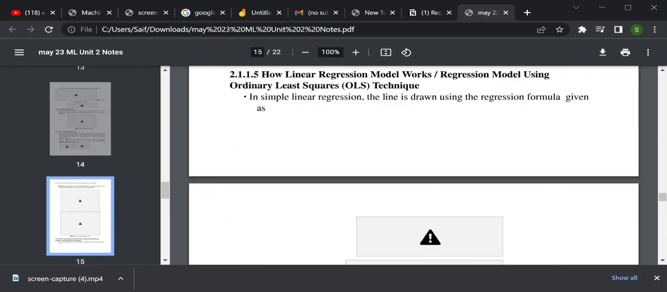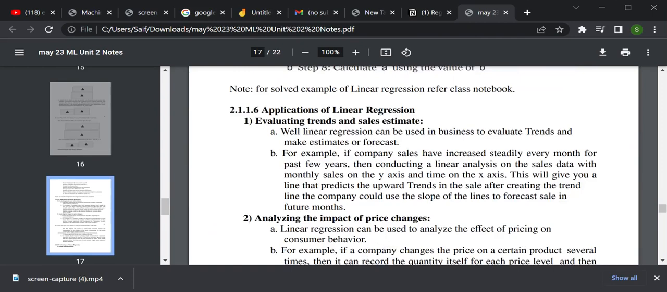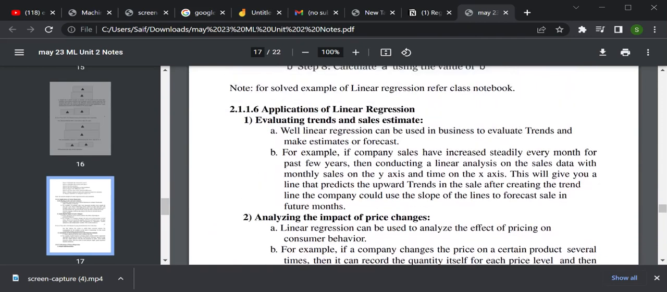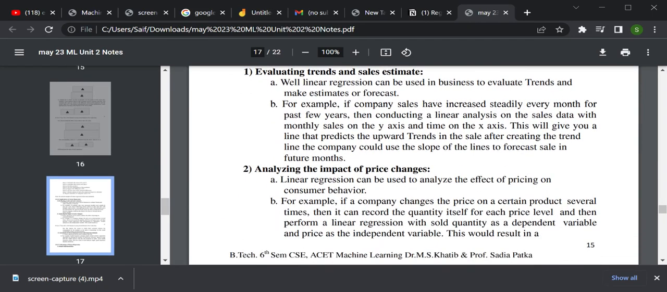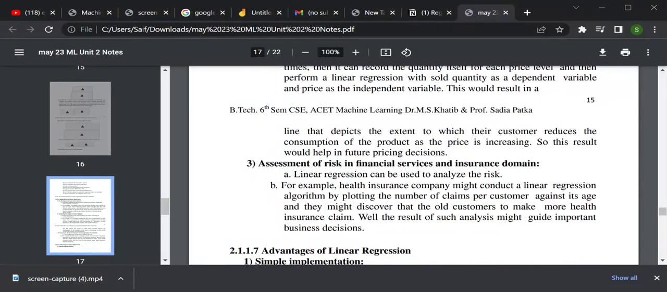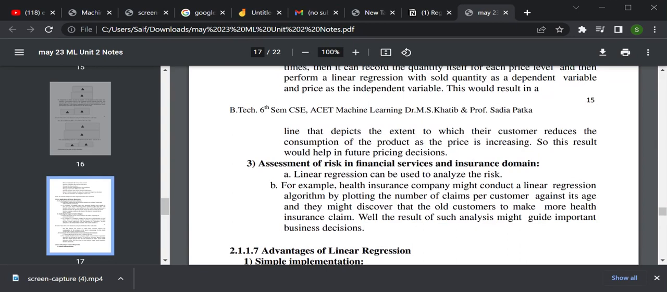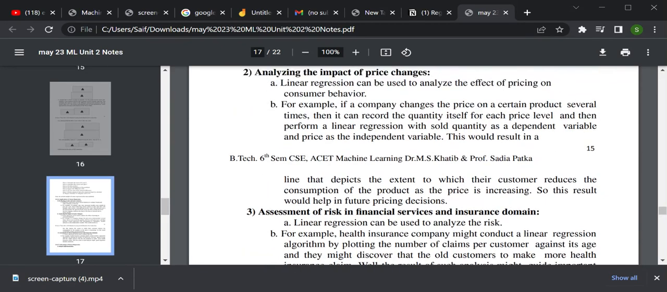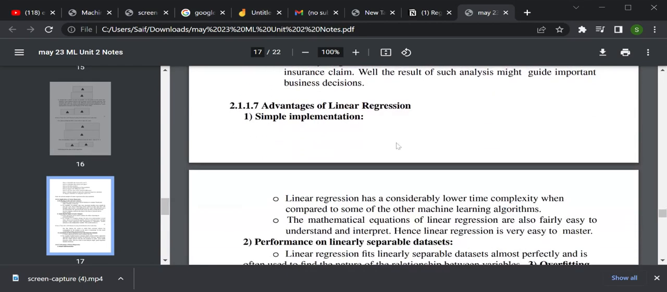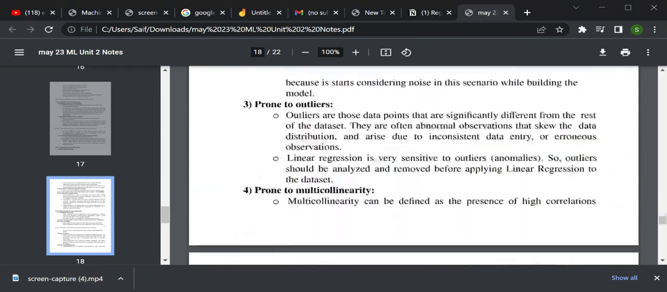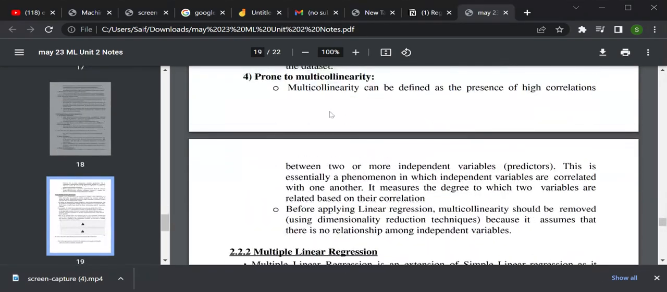We are seeing now the applications of linear regression. You can read this: evaluating trends and sales estimates, analyzing the impact of price changes, estimating risk in financial services and insurance domains. So all of this depends on one variable, and based on that dependency we can find the dependent variable. Right? Sold quantity as an independent variable and price as the dependent variable. Advantages we can write about linear regression, but this is all not important.